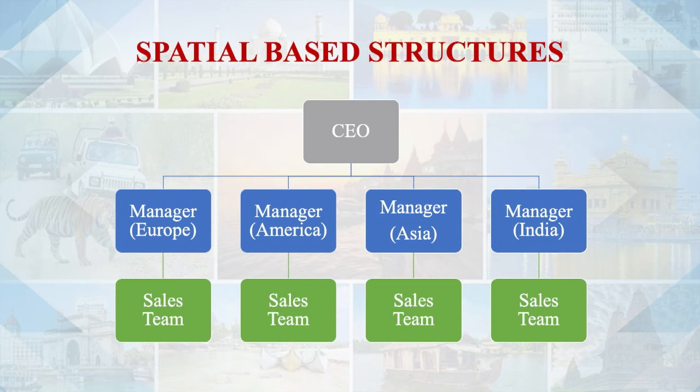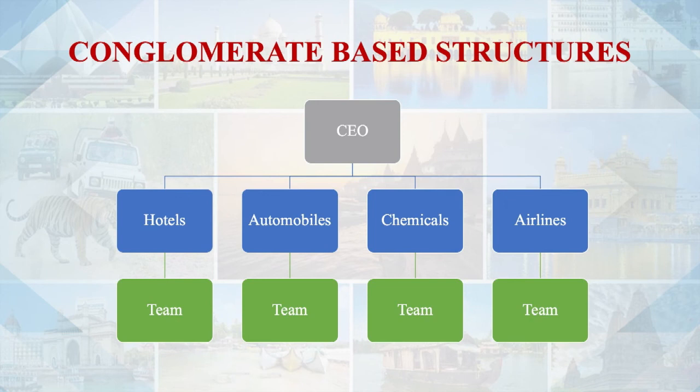Next, we come on to what we call the conglomerate organizational structure. This kind of structure is generally adopted by organizations which are into multiple businesses, right? Remember, this is different from what we discussed earlier in terms of divisional based structure or spatial based structure. Now the issue comes that there is a large corporate. For example, we know ITC Group. ITC is into hotels, but ITC is also into other businesses.